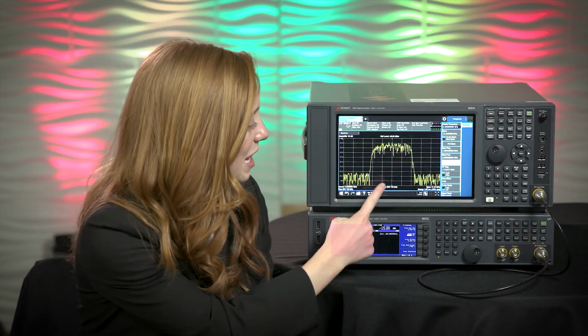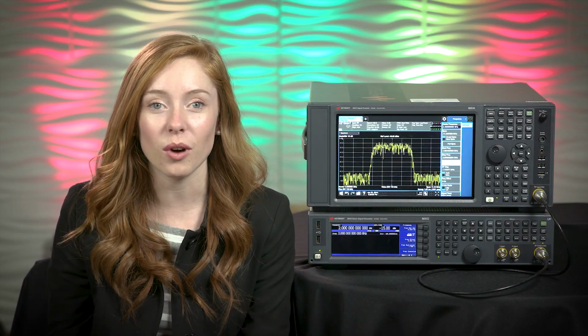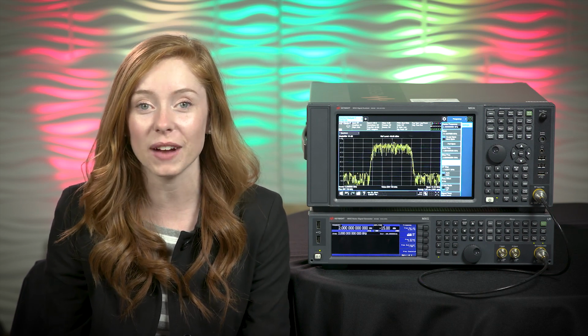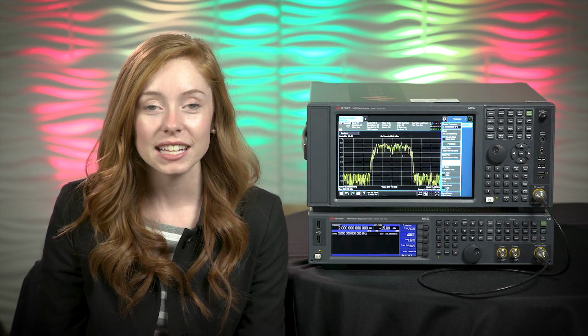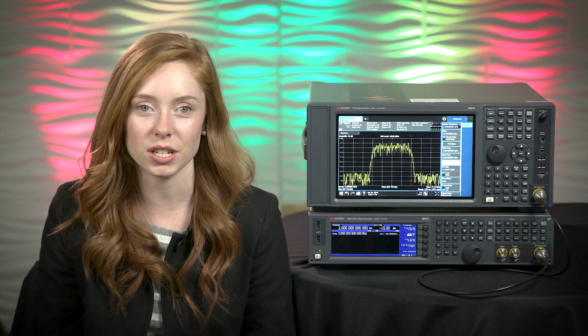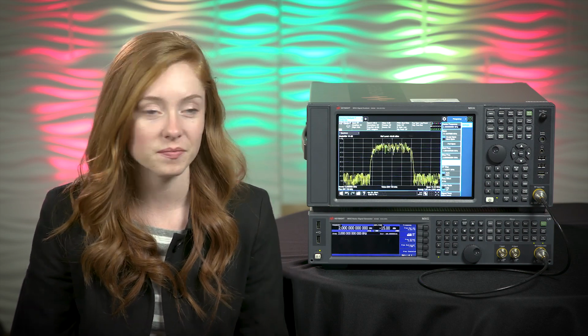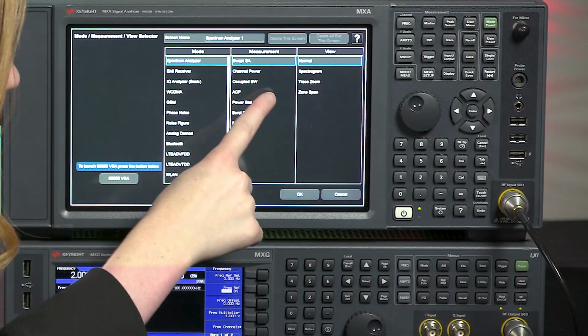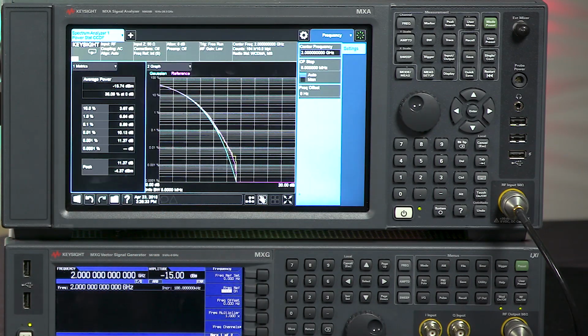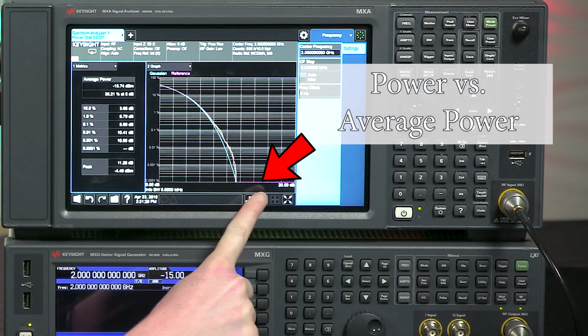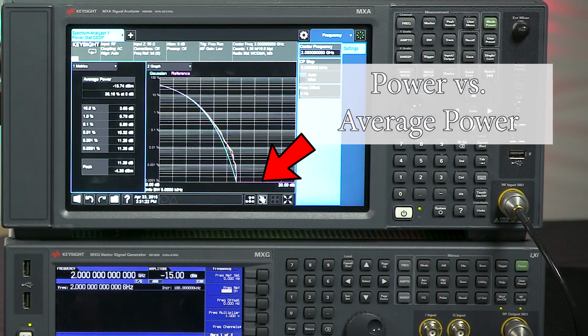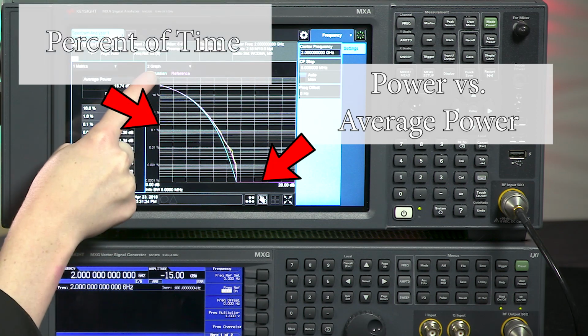Looking at this WCDMA signal, it's very difficult to quantify what's going on because of inherent randomness and inconsistencies. To be able to extract any useful information from this noise-like signal, we need details of the signal's power levels. On the horizontal axis, we have the power relative to the average power, and on the vertical axis, percent of time that the signal spends at that power level.